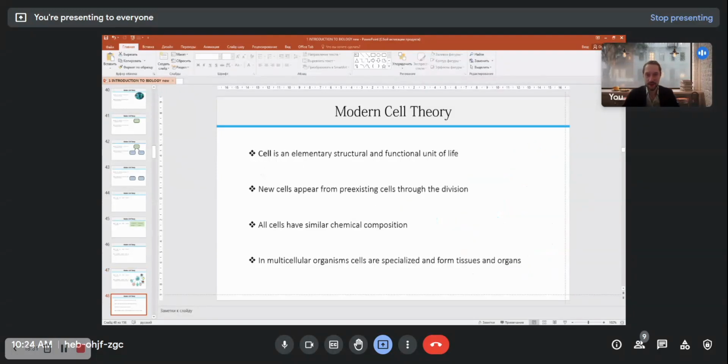Okay, so to summarize, modern cell theory tells us that the cell is the elementary structural and functional unit of life. New cells appear from pre-existing cells through division. All cells have similar chemical composition, and a multicellular organism is composed of specialized cells that form tissues and organs.